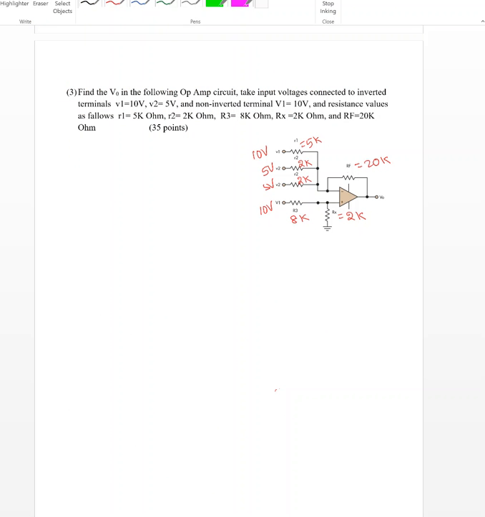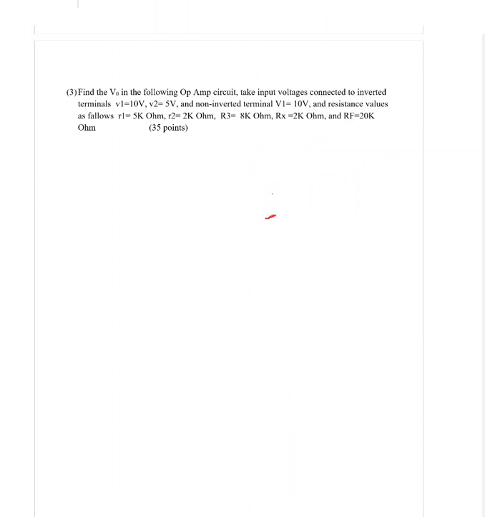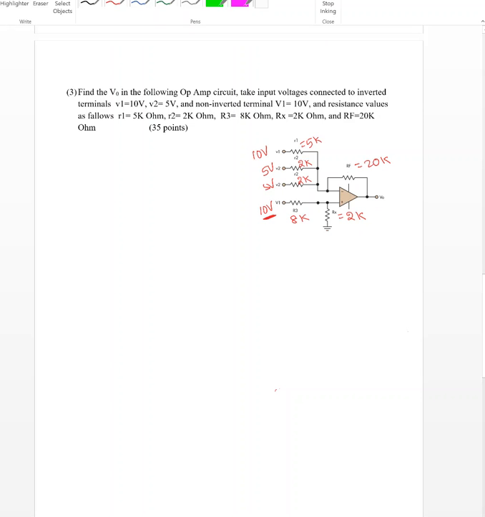Okay, here is another example. This is a little bit interesting example. Here he labeled them V2, V1, V2, V1, but I'm going to use the numbers. Here there is a 10 volts, excuse me, 5 volt there, 5 volt, 10 volt, and the resistance here is 5 kilo ohm, resistance here is 2 kilo ohm, 2 kilo ohm, 8 kilo ohm. Okay, and Rx is 2 kilo ohm.